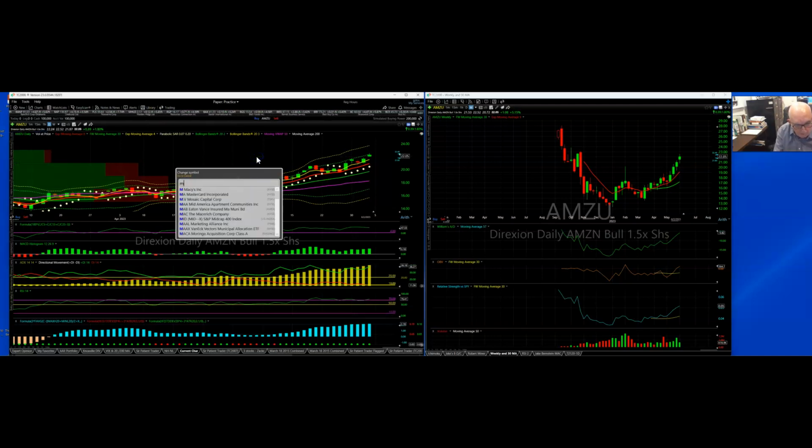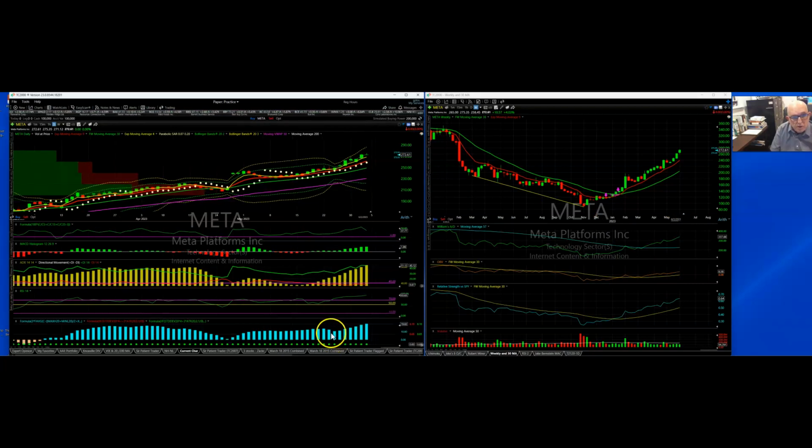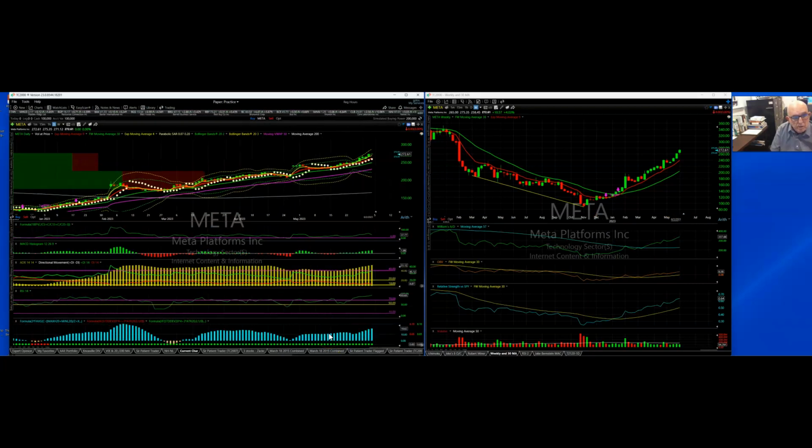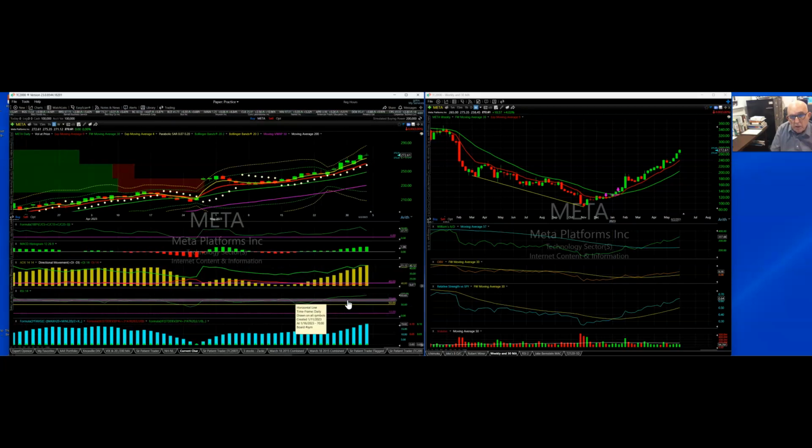Now, Meta, the old Facebook, similar thing. You see this? Look at the lines here, right? And it's not in a squeeze. It came out of a squeeze a long time ago, way back here, when it was about 130. Now it's 272. But it came out of a squeeze. Now, let me bring it back up.